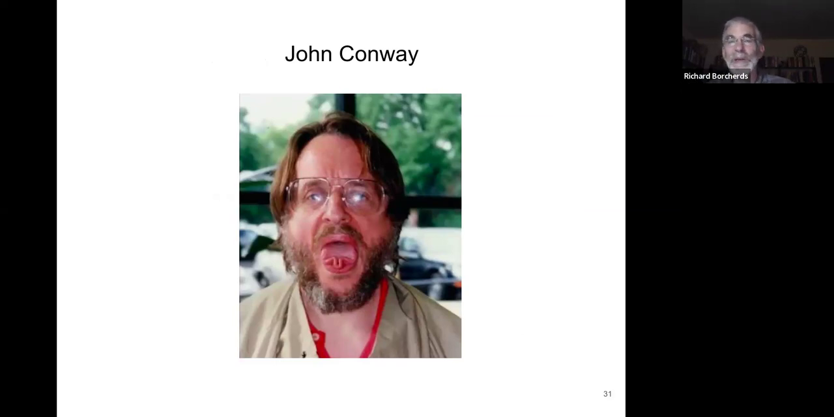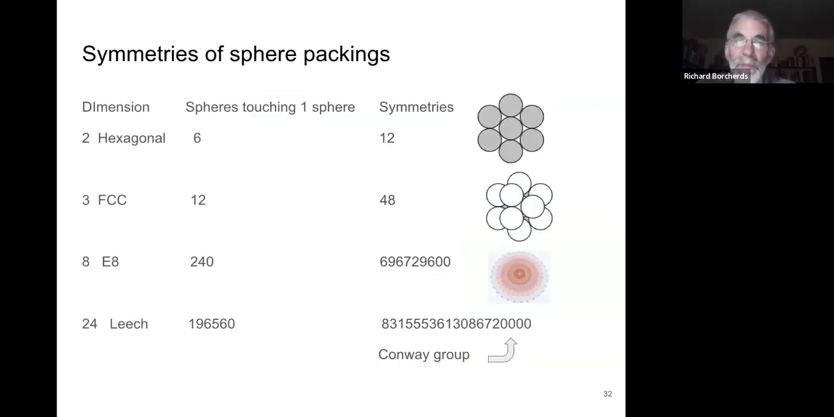He said there were sort of 20 different funny patterns people could make their tongues into, and he had calculated he was the only person who could do all of them. So here he is demonstrating one of them. John Conway discovered an amazing new simple group that was really a symmetry of a sphere packing in 24 dimensions.